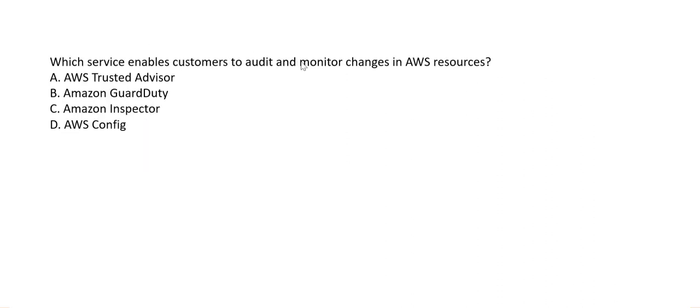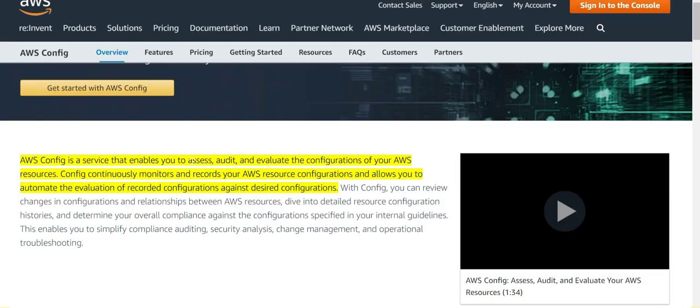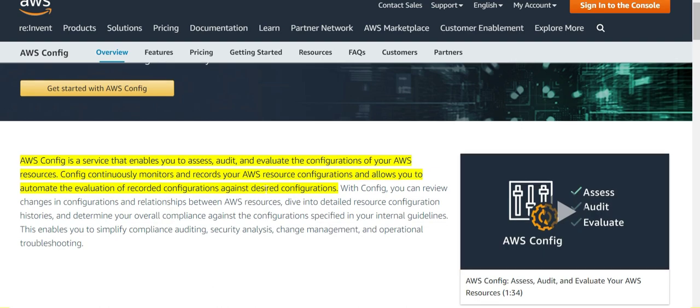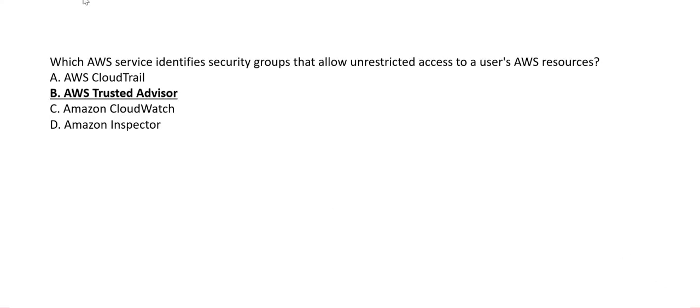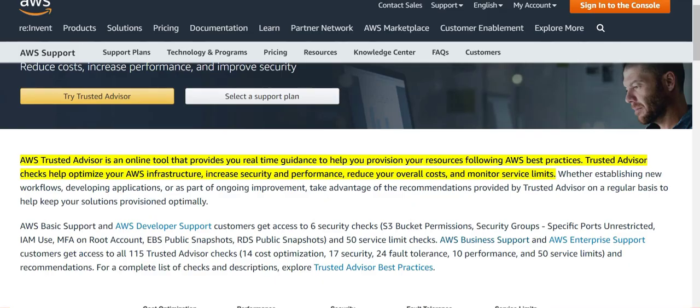Audit and monitor changes of AWS resources. This is AWS Config. Assess, audit, and evaluate configurations of AWS resources. Hence D is correct. This one is Trusted Advisor. You see, it says increase security and performance posture.